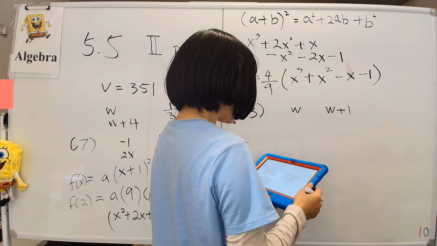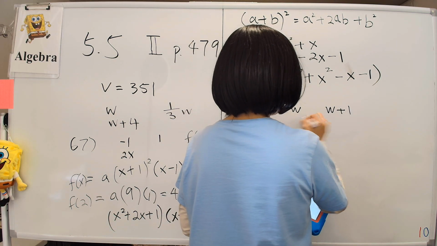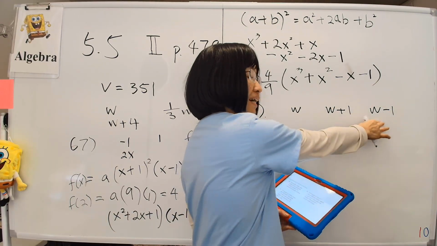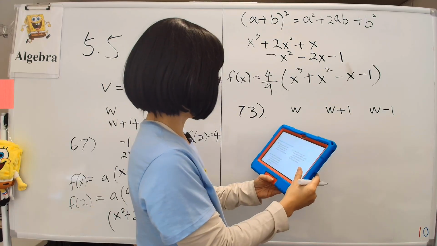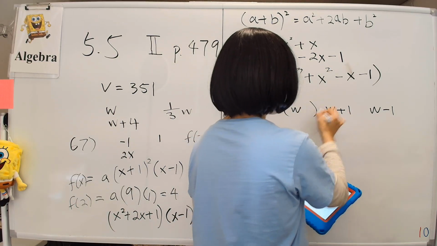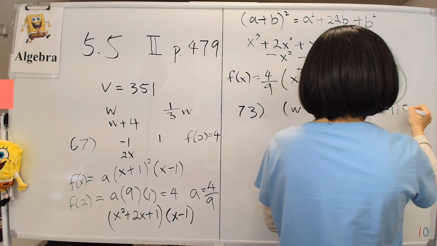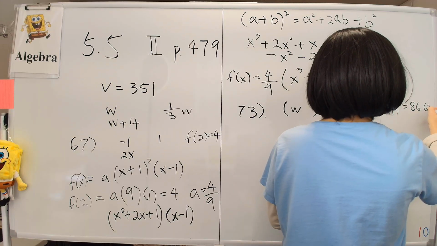The width is 1 inch more than the height. So the height is w minus 1, because it just said the width is 1 inch more than the height. Read this carefully. So the volume equals whatever: these three things multiplied together is equal to 86 point whatever, 0.625 inches to the 5.